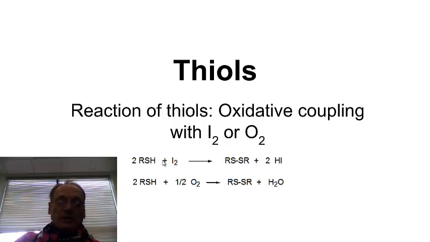Now to balance it, if you're using iodine, because it only combines with one hydrogen, you need two of these for every one I2, and you get one of these and two HIs. When you're using O2, which combines with two hydrogens, then you need two of those for every 1/2 of these, forming one of these and one of these. But again, typically you're just going to write the structure of the thiol over the arrow, then you're going to write I2 or O2, and then you'll end up with a dialkyl disulfide.